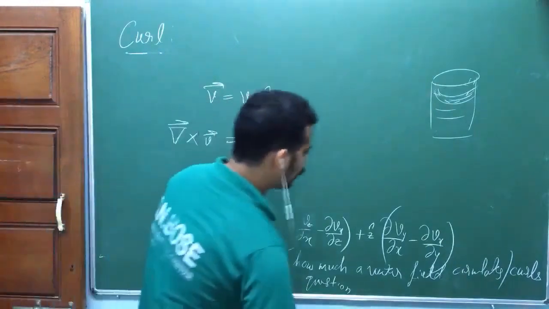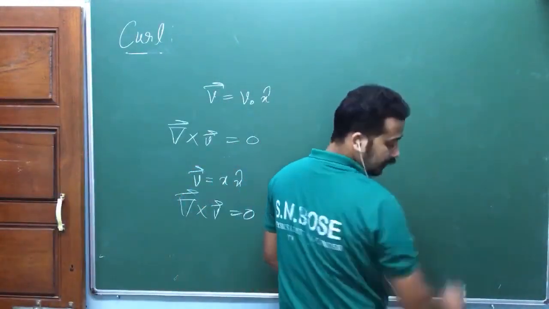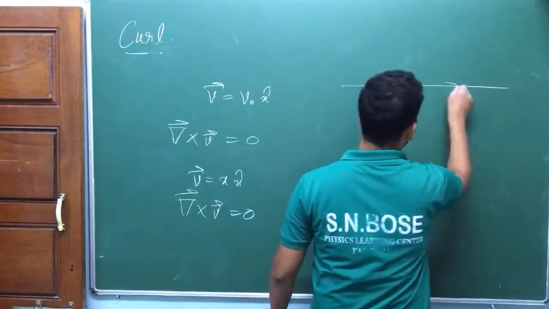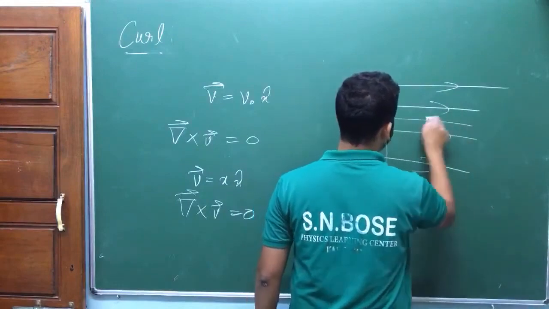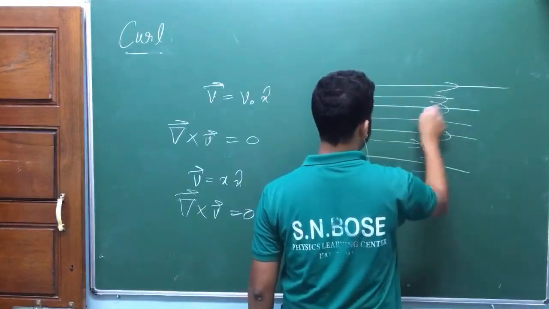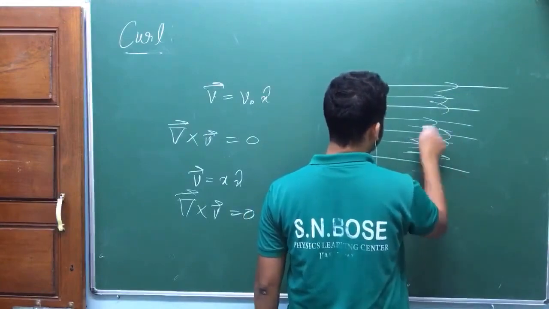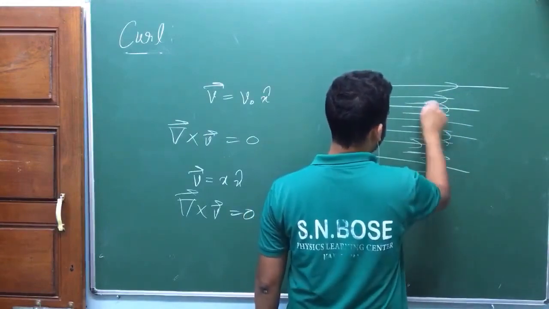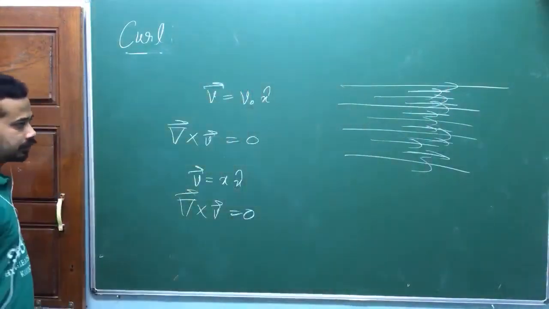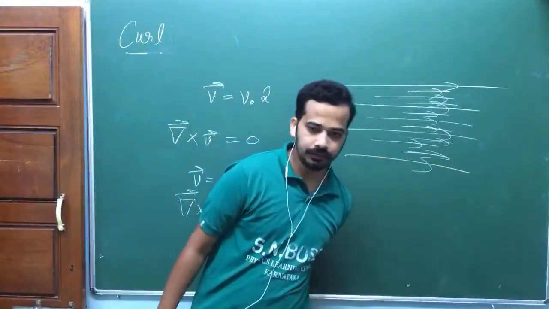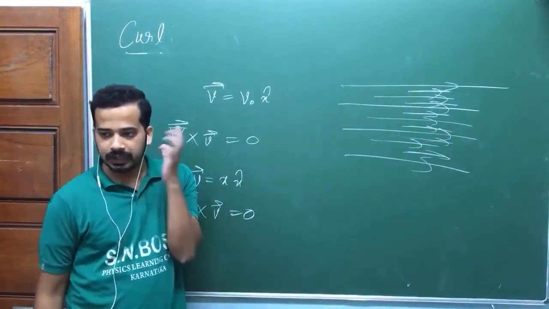If the vector field strength is increasing along the x-axis, then also it will not have any curl. Is that okay? Suppose it is a uniform vector field, it will not have any curl anywhere. You can think like that.